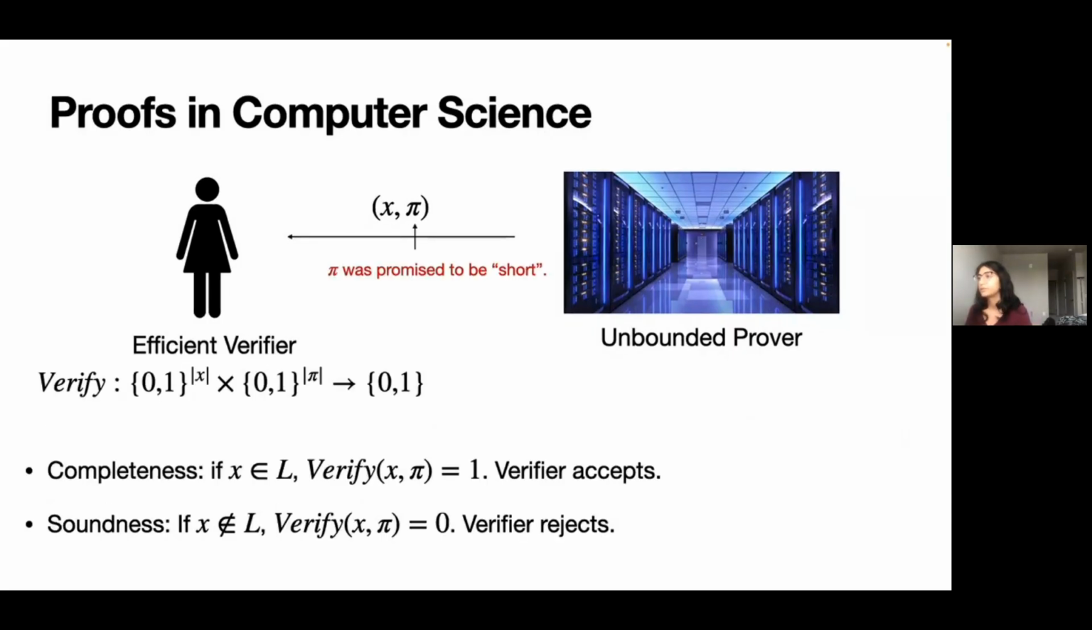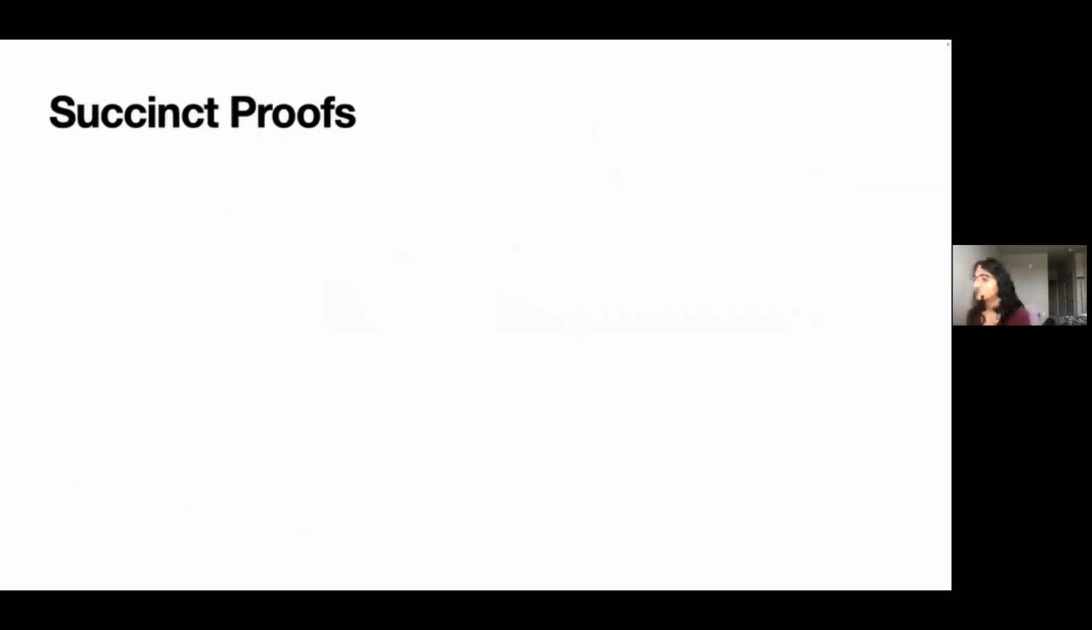You can think about the verifier as a verify circuit that takes as input the statement X and the proof pi, and then outputs 0 or 1. Then completeness says that if the statement X, which is the output of the circuit, is in a particular language, then the verification is going to output 1, and if X is not in the language, then the verification is going to output 0, and the verifier is going to reject. And what we want is for pi to be short. I'll talk a little bit about what short means.